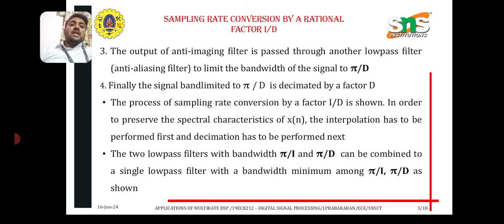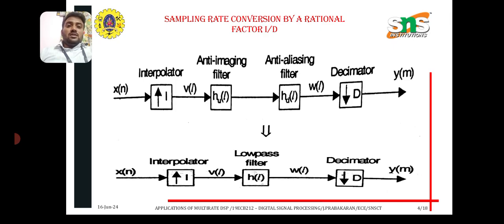The process of sampling rate conversion by a factor I by D is shown. In order to preserve the spectral characteristics of x of n, the interpolation has to be performed first and decimation next. The two low-pass filters with bandwidth pi by I and pi by D can be combined into a single low-pass filter with bandwidth minimum among pi by I, pi by D, as shown here.